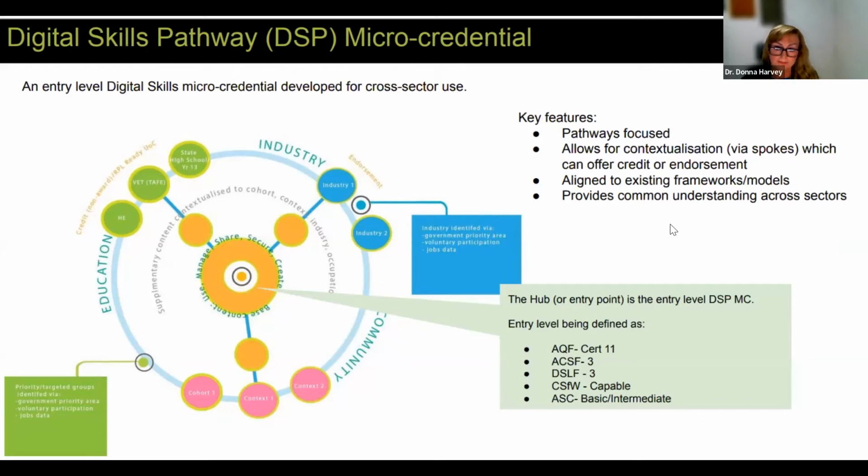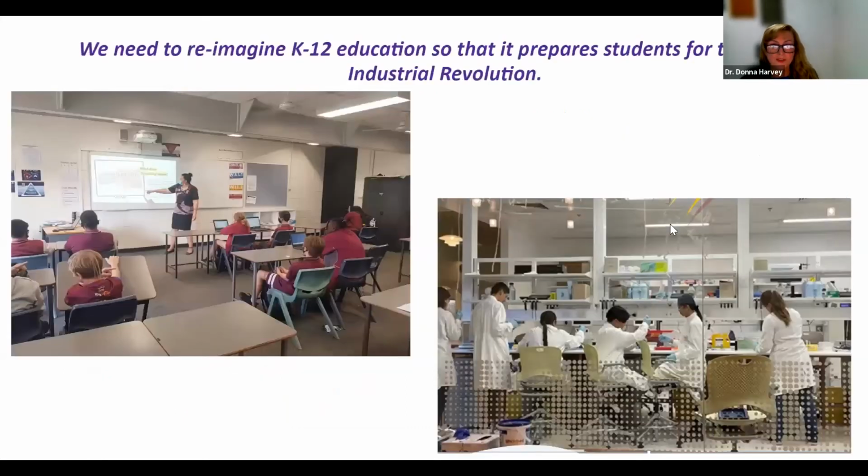Just in conclusion from me, and this is not just Australia, as I said with Harvard, this is around the world. We need to start reimagining our K-12 education so it prepares our students for the fourth industrial revolution. These are two images here of current education classes in my school. The one on the left, we're not preparing students for the future economy. We're not preparing them for the future of work.